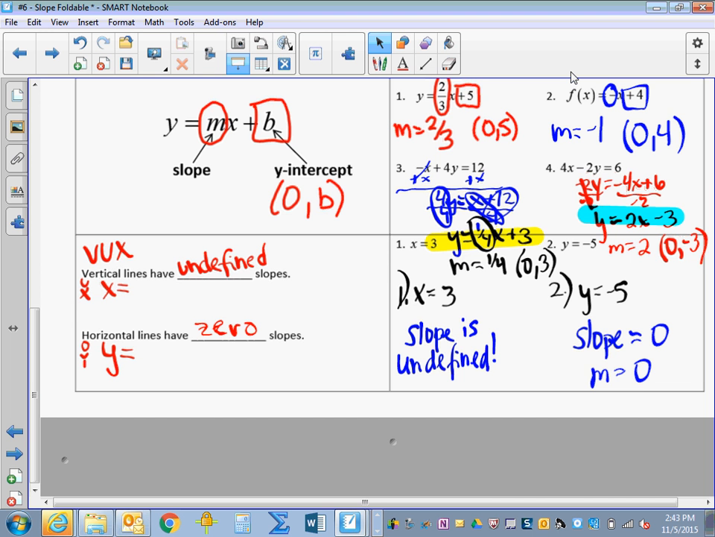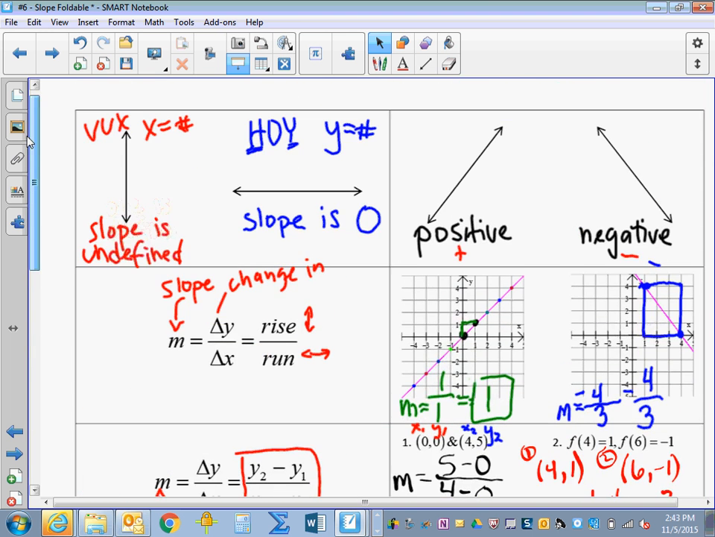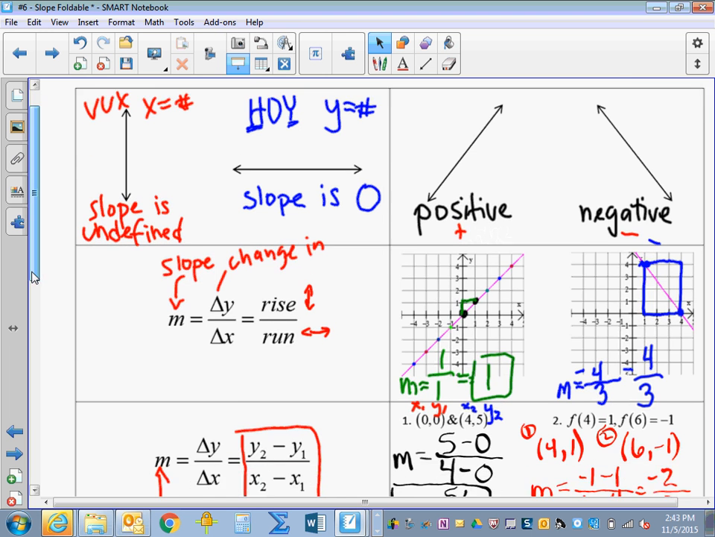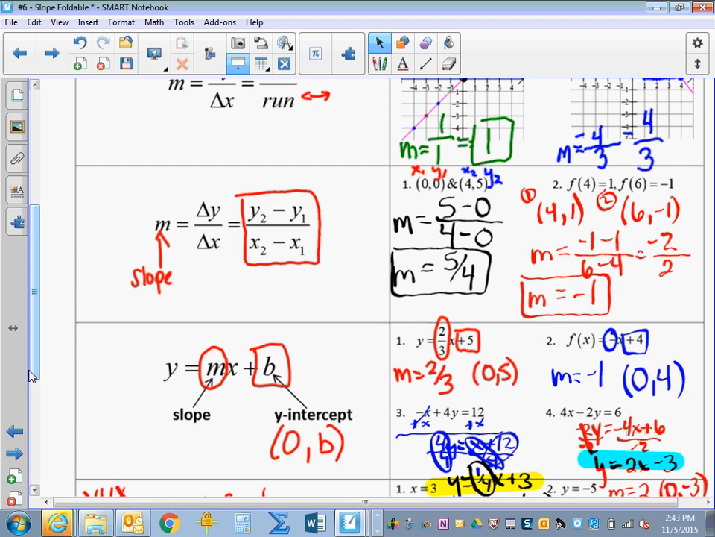All right, so again, with our slope we have undefined for vertical lines, 0 for horizontal lines, positive and negative. We know how to get this from a graph by just looking at rise over run, or change in y over change in x. Our rise, how much we go up or down, is on top. If you go down, it's negative. Run, whether you go left or right, is on the bottom. If you go left, it's negative. We know our formula for finding it with ordered pairs. We subtract our y's on top and subtract our x's on the bottom.